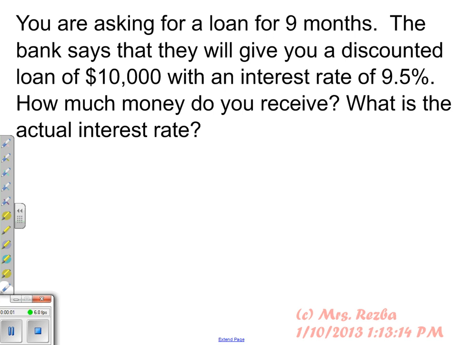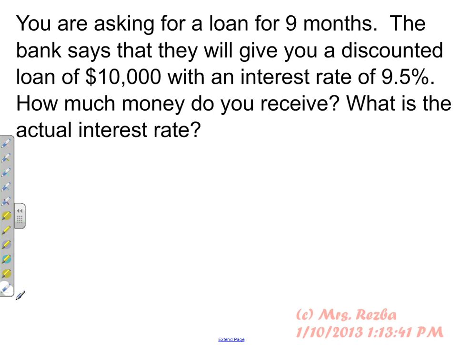Okay, so we're going to be looking at some examples regarding simple interest and personal loans, and today we're going to be looking at discounted notes. A discounted note, if you recall, is a loan where you ask for $10,000 and they take the interest away before you get the money. So you really get less than $10,000, even though that's what you asked for and that's what your loan is worth. So we're asking for a loan for 9 months.